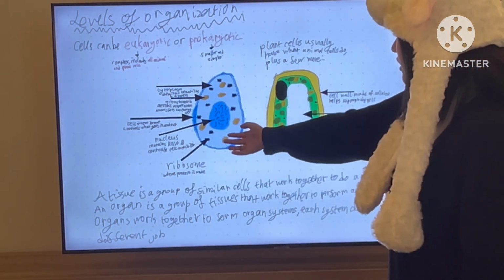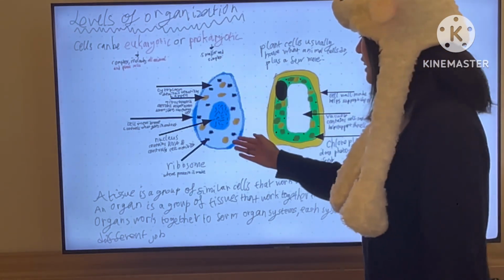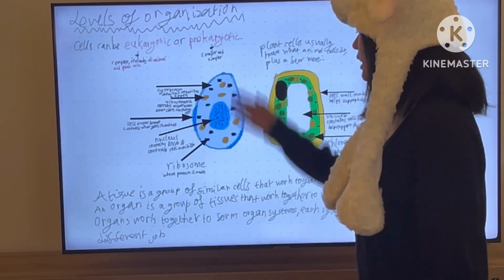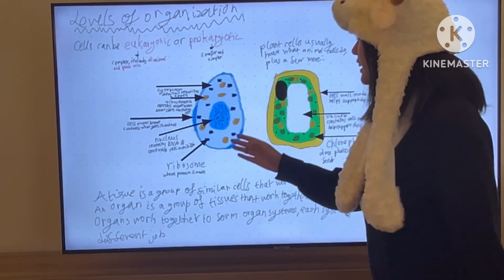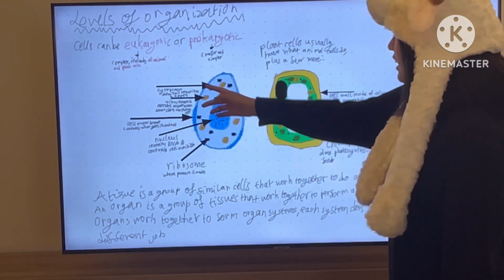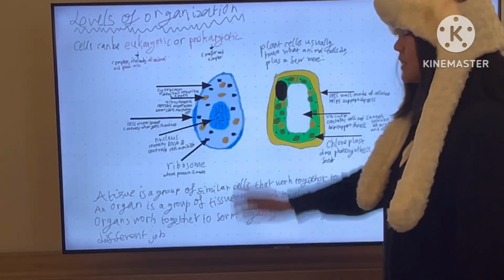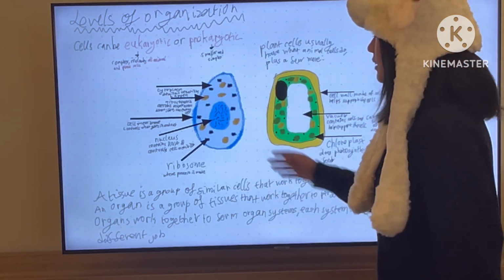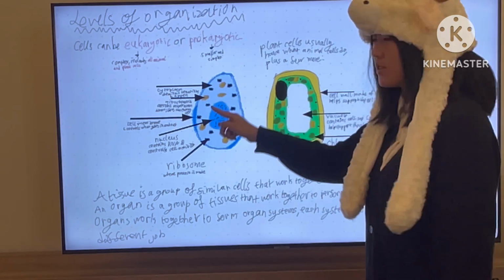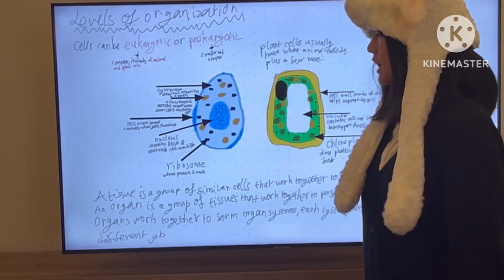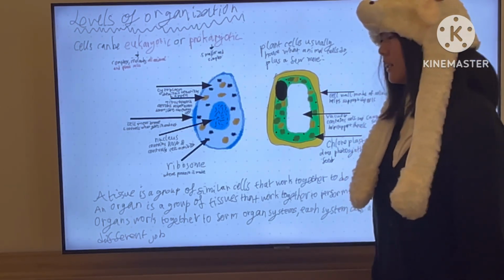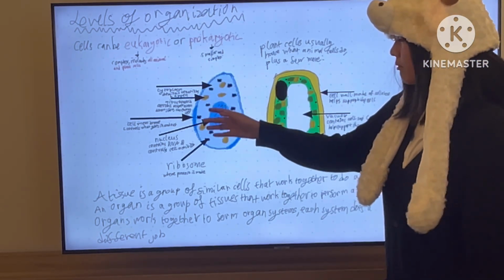This eukaryotic cell is a basic cell of an animal. I have labeled these organelles inside of this cell. This arrow points to the cytoplasm. Inside the cytoplasm, all of the chemical reactions happen. This arrow points to the mitochondria. The mitochondria is the site where aerobic respiration occurs and transfers energy throughout the cell.